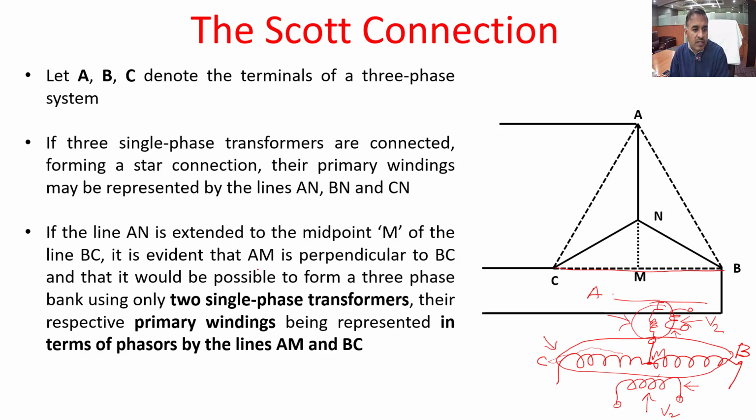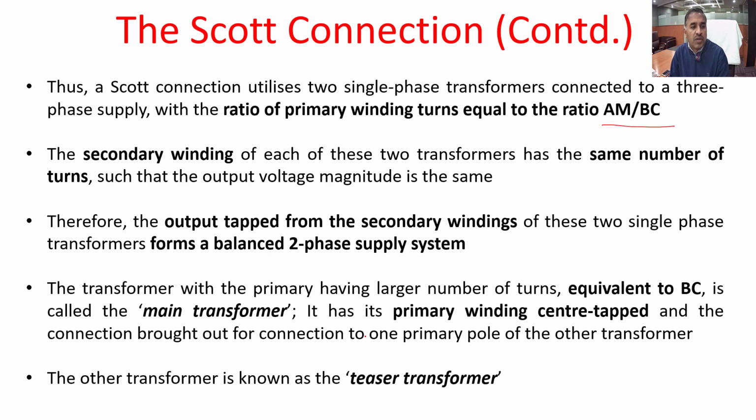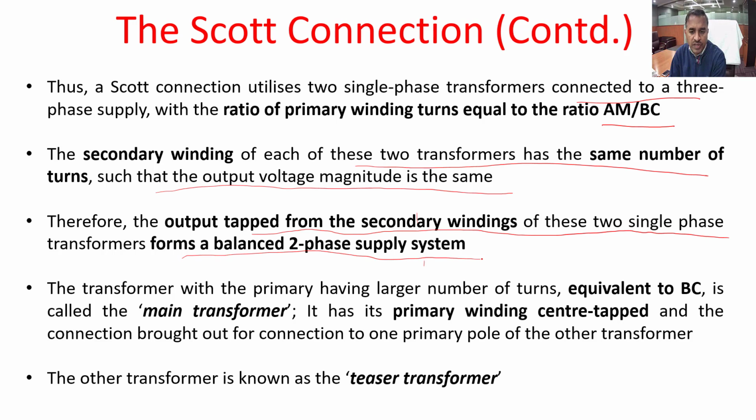If the line AN is extended, yes, we have seen this. Now, thus the Scott connection utilizes two single-phase transformers connected to a 3-phase supply with the ratio of primary winding turns equal to the ratio of AM by BC. The secondary windings of each of these transformers have the same number of turns, such that the output voltage magnitude is the same. Therefore, the output tapped from the secondary winding of these two single-phase transformers forms a balanced two-phase system.